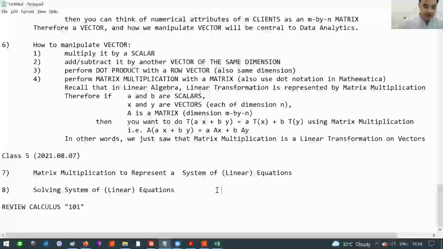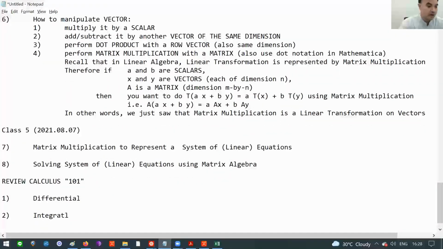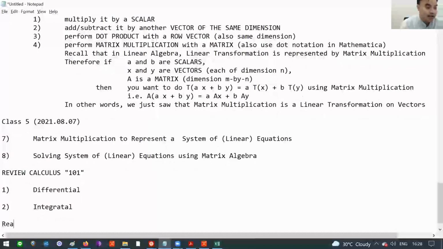Okay, solving using matrix. And then that's it. And then we'll go to differential. And then you're ready to do machine learning. Okay, so let me save this.